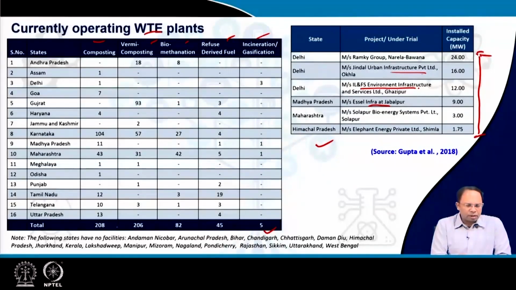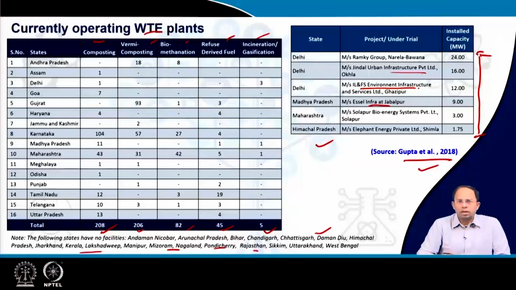Now, coming to the other WTE plants, there are around 208 composting plants currently being operated in India, whereas there are 206 vermicomposting plants, 82 biomethanation plants, and 45 RDF plants which are currently operating. Now, these are some of the states where, as per 2018 reporting of data by Gupta et al., these are the states which don't have any of these kinds of facilities. They don't have data on that. Some of this, of course, may have changed eventually, but at least during the time when this paper was written, this is the data that was available.